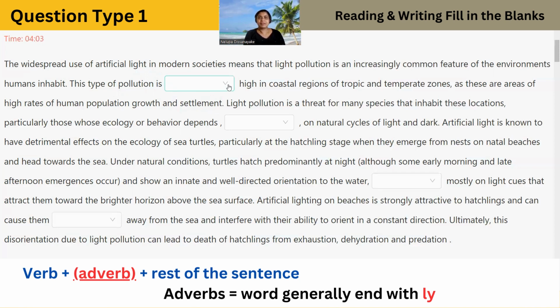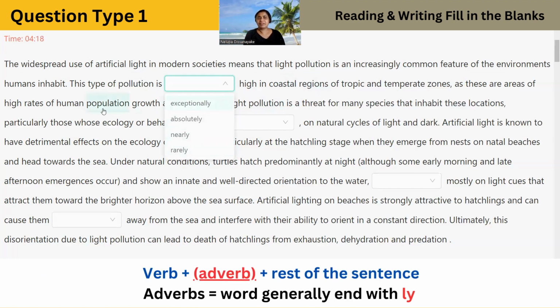Let's see what adverbs it gives. This type of pollution is exceptionally high, absolutely high, nearly high, really high. When you see these answers, we cannot say nearly high, because it says that because of the human population there is high pollution, especially in these coastal regions. So we cannot say really high either, because it is obviously high, since the high population has an effect on light pollution. We are talking about light pollution here. So we cannot say nearly high also.